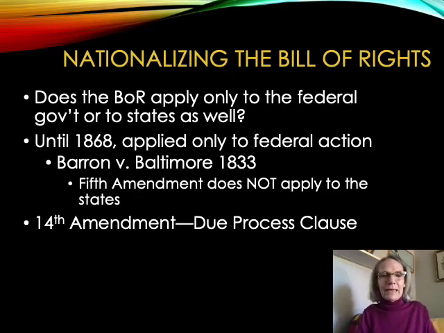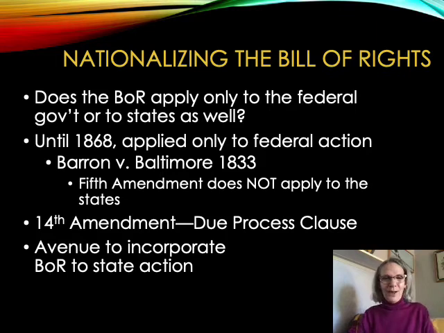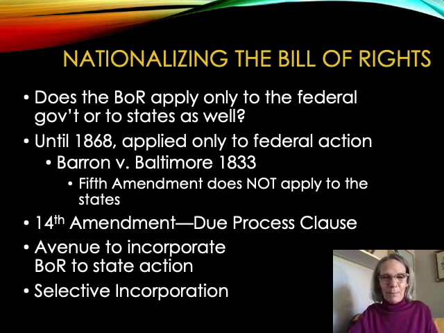That all changes in 1868 with the addition of the 14th Amendment following the Civil War. And in the 14th Amendment is this thing called the Due Process Clause. And it says that states can't take away your life, liberty, or property without due process of law. And basically, the Due Process Clause was the avenue that was used to incorporate the Bill of Rights to the states, okay? Keep in mind, it didn't happen all at once. It was selective incorporation, okay? And so the Bill of Rights was incorporated liberty by liberty.